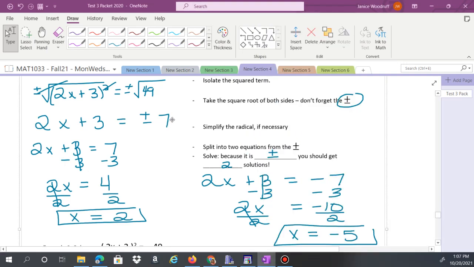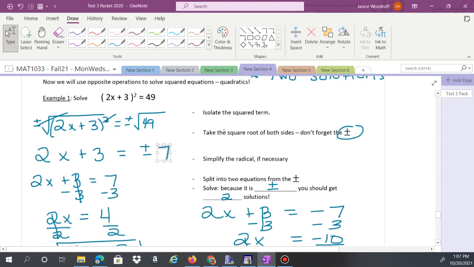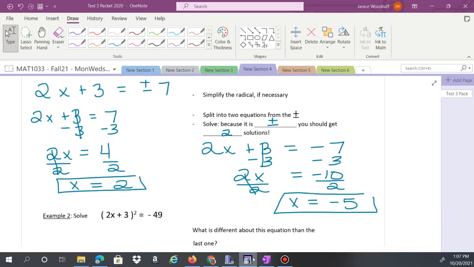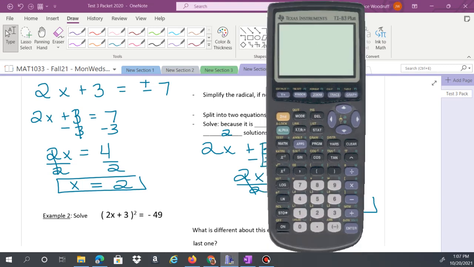We can also check that in the original problem. 2x plus 3 squared equals 49. Let's try that with the 2. 2 times 2 plus 3, and then we square that. That's 49. Yes, it is. And then 2 times negative 5 plus 3, and then square. 2 times negative 5 plus 3 is negative 7, and then I square that. 49.